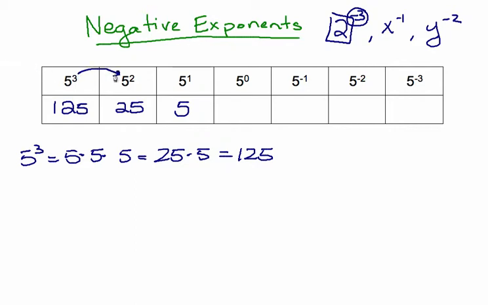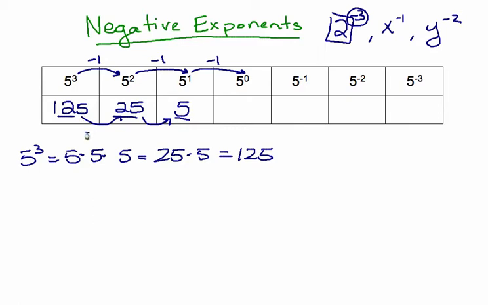What's happening to the exponent each time we go to a new column? Well, the exponent is going down by 1. So I'm subtracting 1 each time. And there's a corresponding mathematical operation happening in the second row: each time the exponent goes down by 1, the number down here is being divided by 5 to get the next entry.